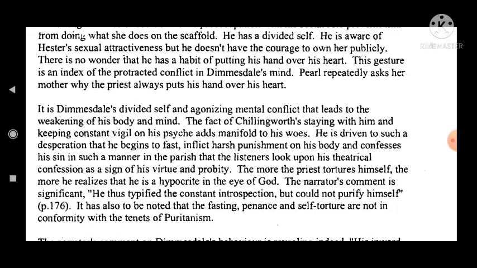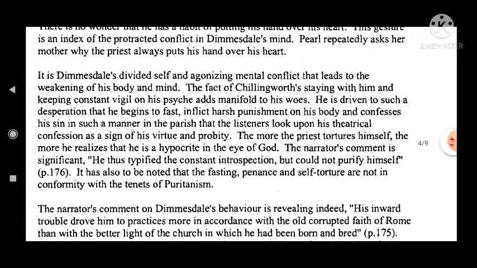It is Dimmesdale's divided self and agonizing mental conflict that leads to the weakening of his body and mind. The fact of Chillingworth staying with him and keeping constant vigil on his psyche adds manifold to his woes. He is driven to such a desperation that he begins to fast, inflict harsh punishment on his body, and confesses his sin in such a manner in the parish that the listeners look upon his theatrical confession as a sign of his virtue and probity.